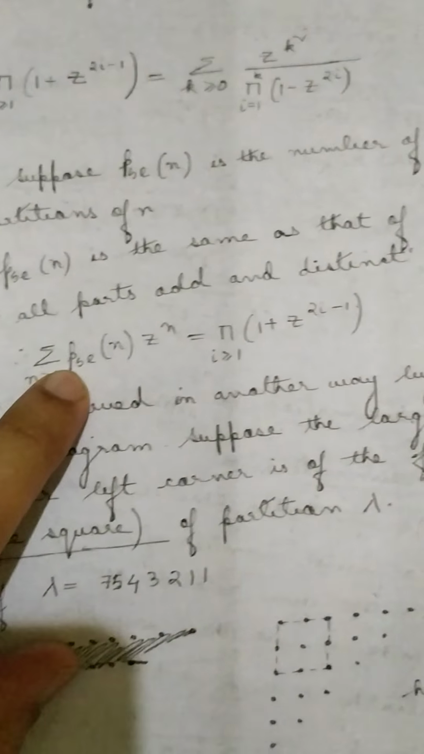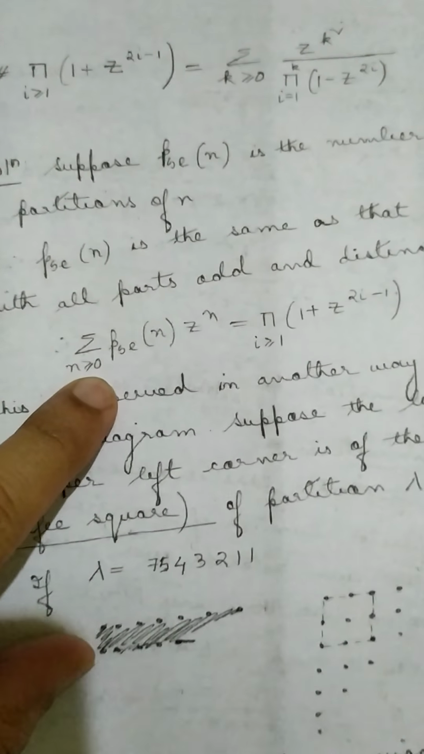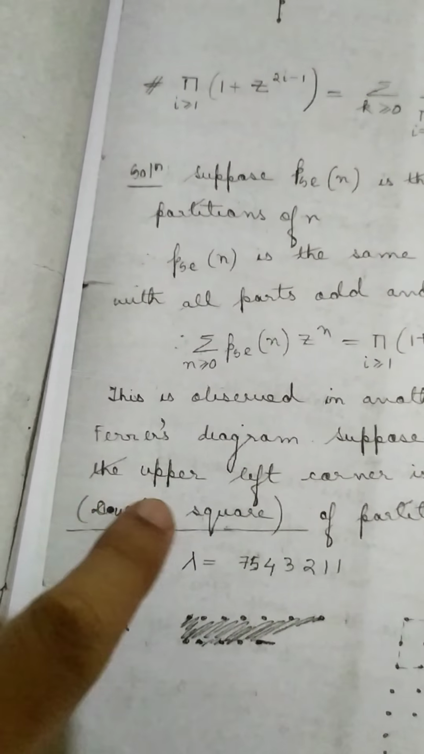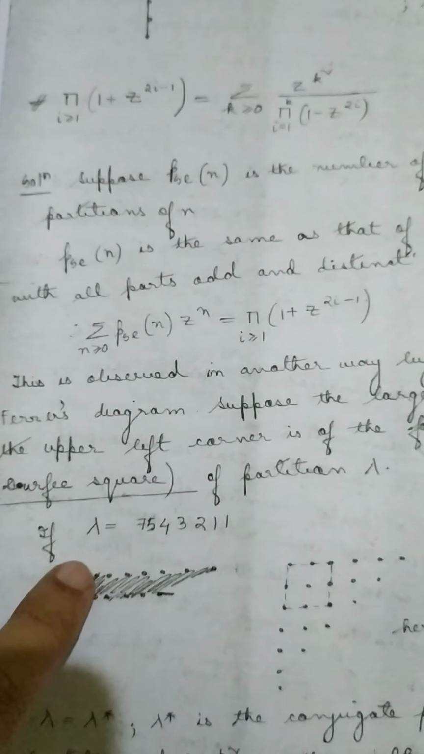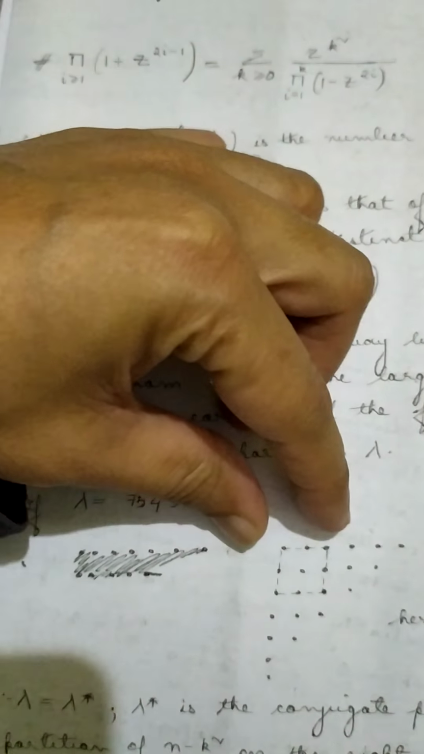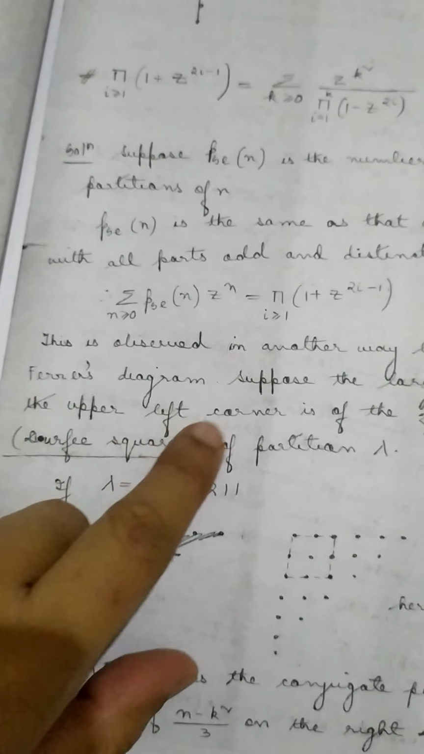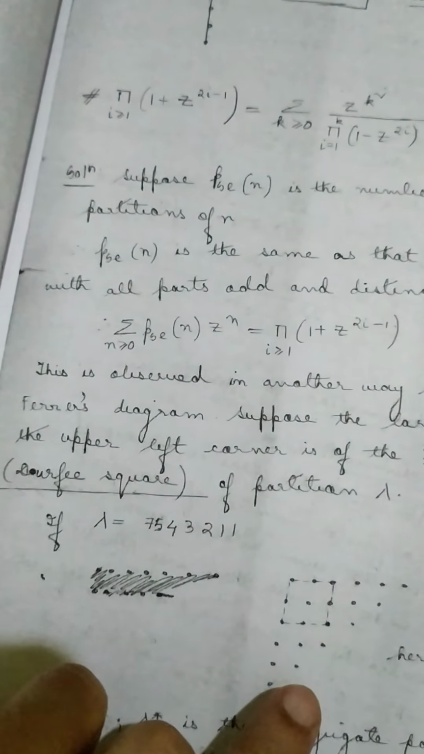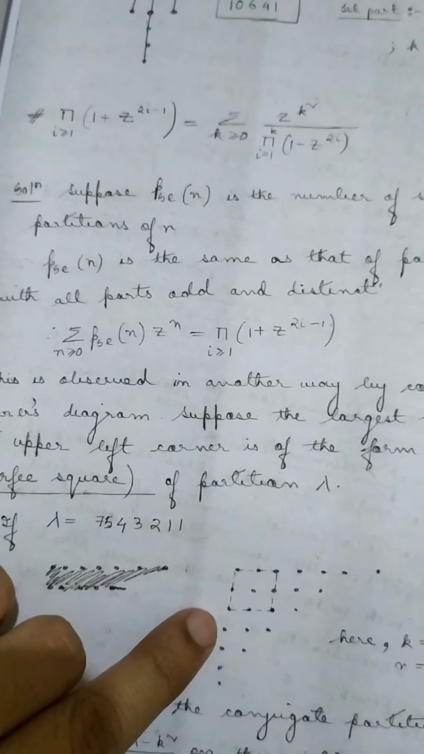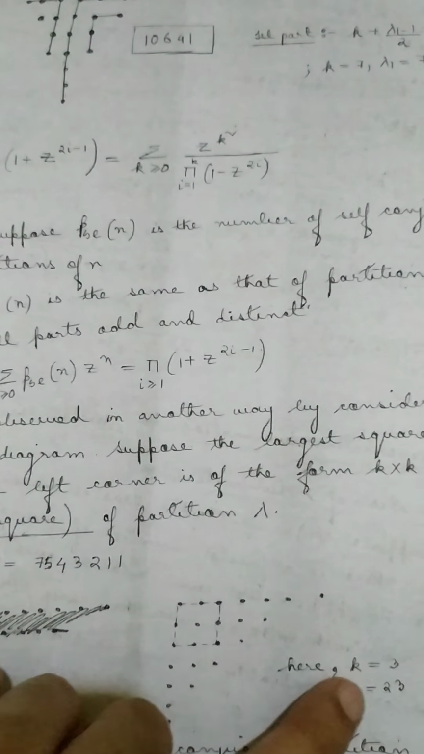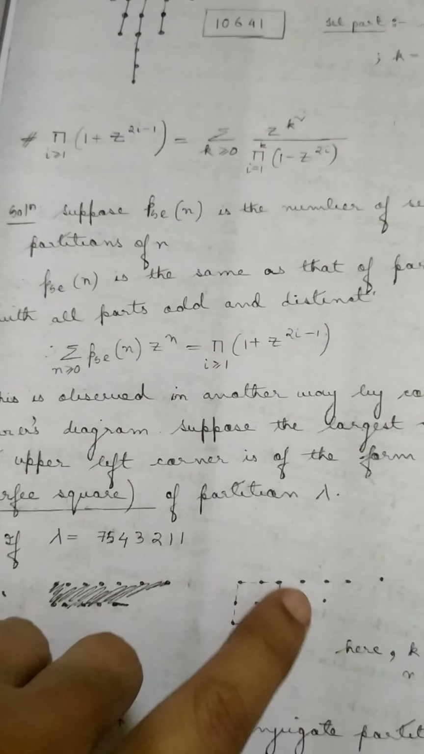Now we are going to count this self-conjugate partition in another way by using the concept of the Durfee square. So what is the concept of the Durfee square? You consider a self-conjugate partition, and you consider the largest square in the upper left corner of the Ferrers diagram. This is the largest square, a 3 by 3 square. In general, if I consider the largest square of size k by k, here k is equal to 3 in this example, this is the Durfee square.